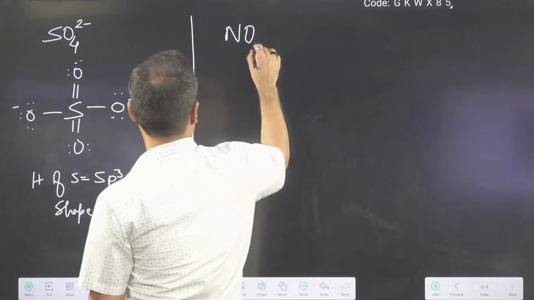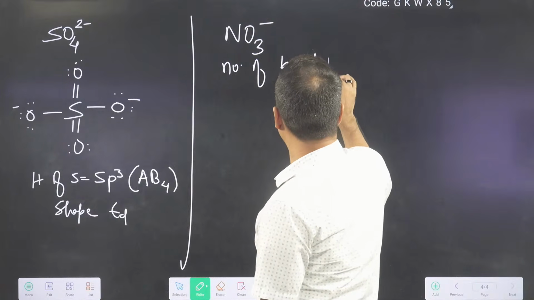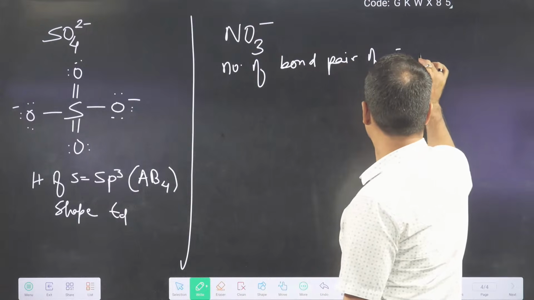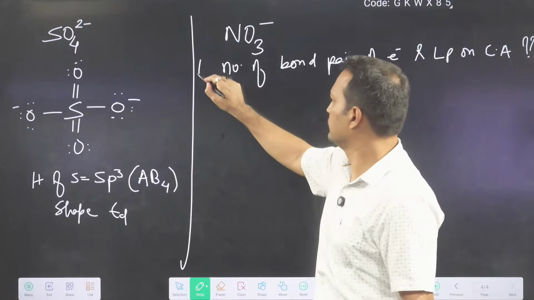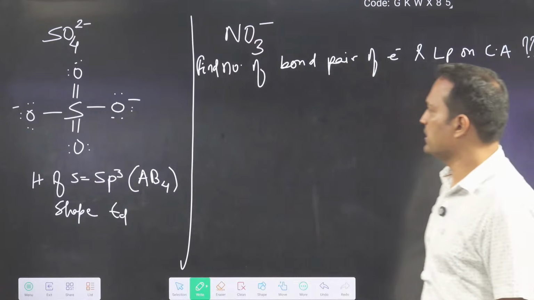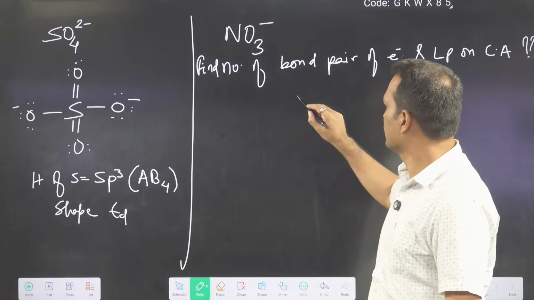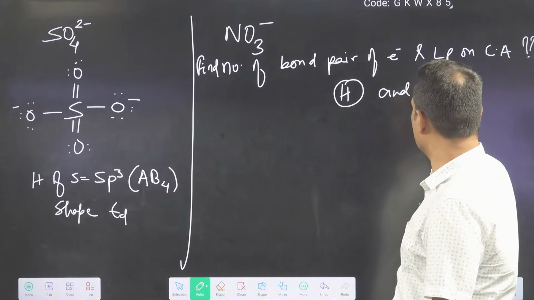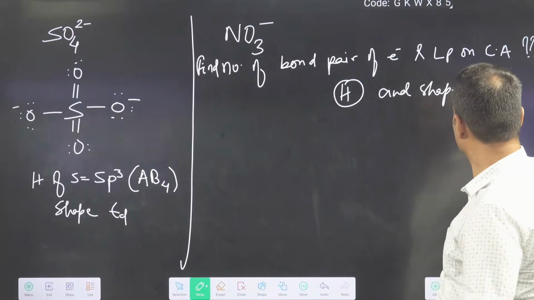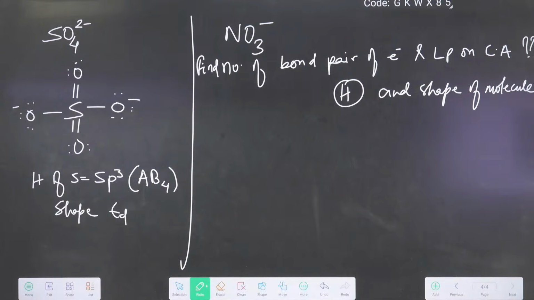Can you tell me the NO3 minus diagram? They will ask you the number of bond pair electrons and lone pair on the central atom. Fine. Tell me the answer for this question. You can tell the hybridization and shape also. Hybridization and shape. Do this on your own.